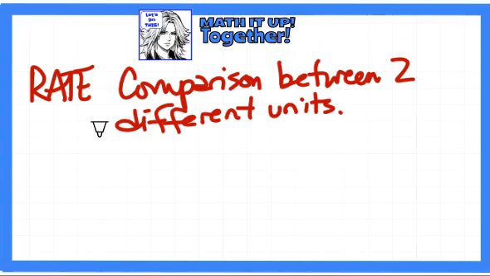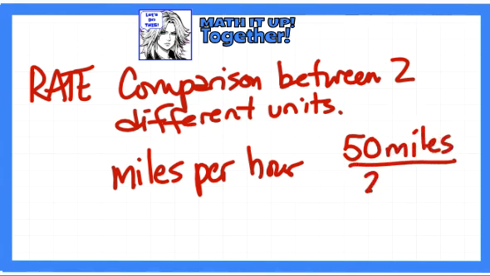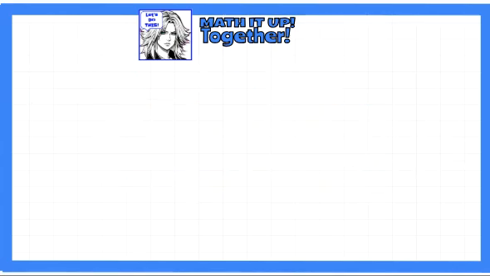One of the most common things we see is miles per hour. So we would be comparing, maybe they drove 50 miles in 2 hours. Those are different units. We have miles being compared to hours. So that's a rate. We are going to look at a specific type of rate now, and that specific type of rate is called a unit rate.